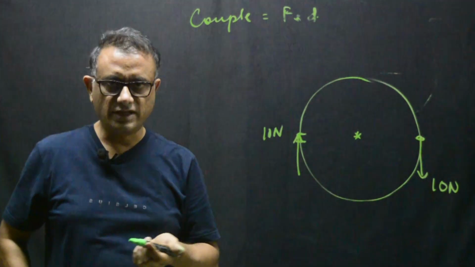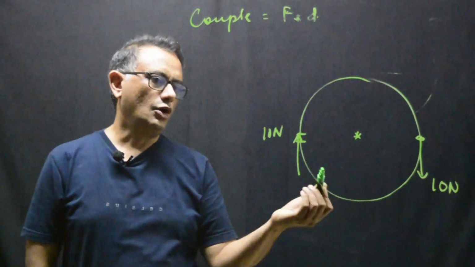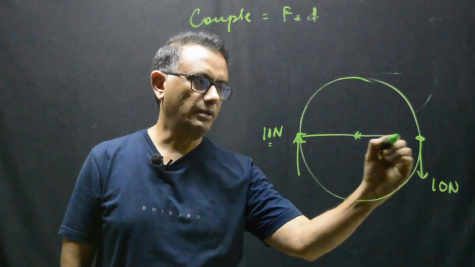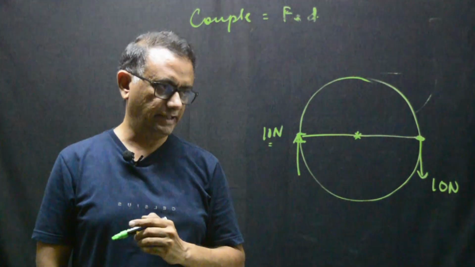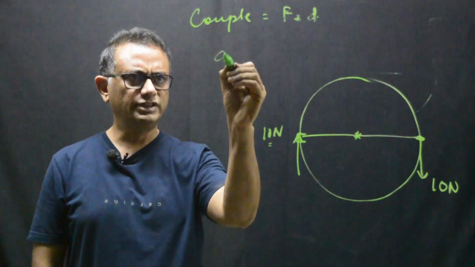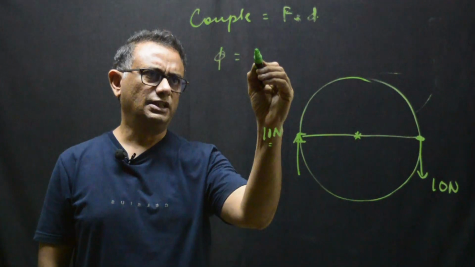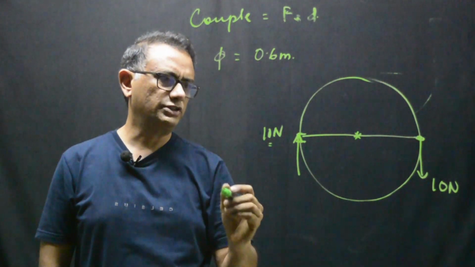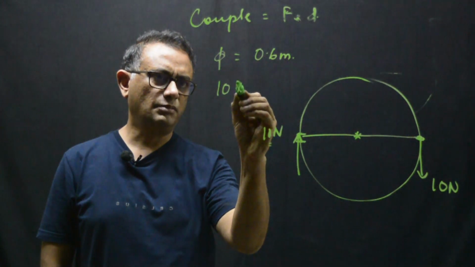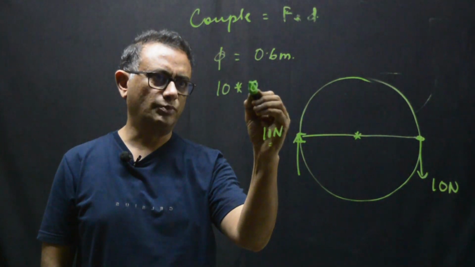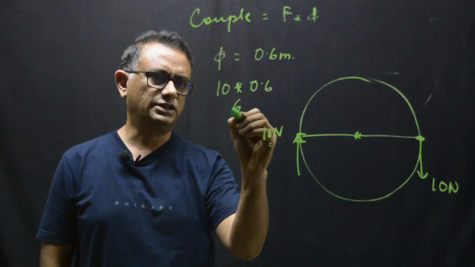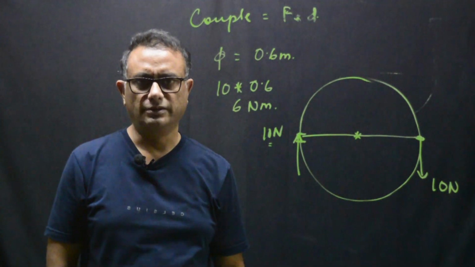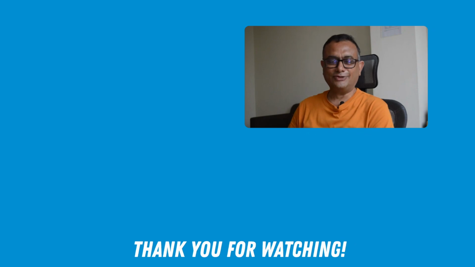If we are asked to find the couple on the steering wheel, all we need to do is multiply the force by the diameter of the steering wheel. So if they say the diameter of the steering wheel is, let's say, 0.6 meter, the couple on the steering wheel will be 10 multiplied by the diameter, which is 0.6, or 6 Newton meter. That's about couple.